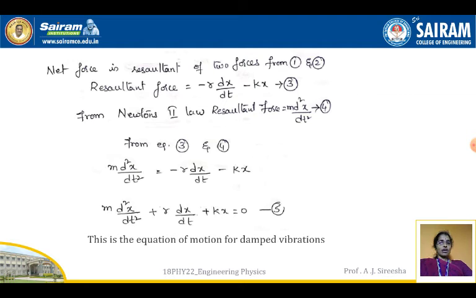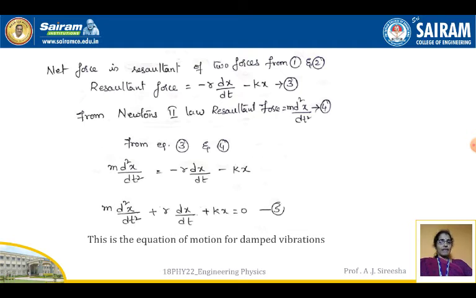From Newton's second law, the resultant force F is equal to ma. It can be written as m into d square x by dt square. This is equation 4. From equations 3 and 4, m into d square x by dt square is equal to minus R into dx by dt minus kx.